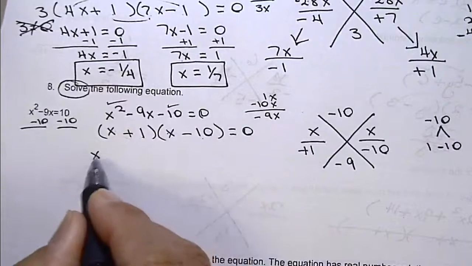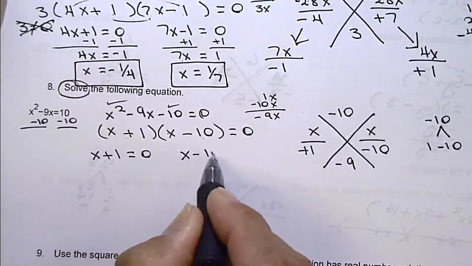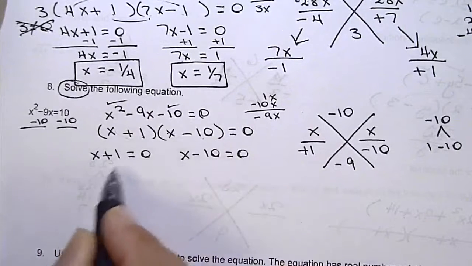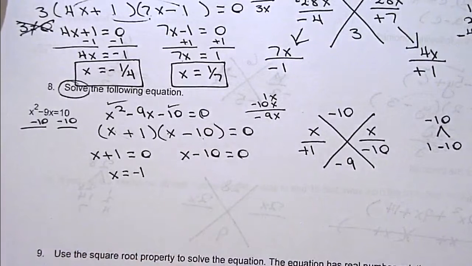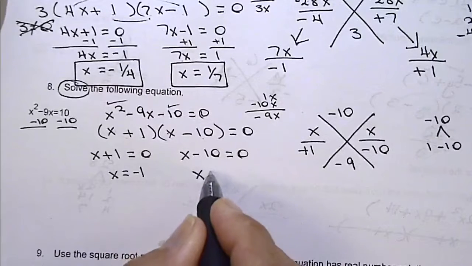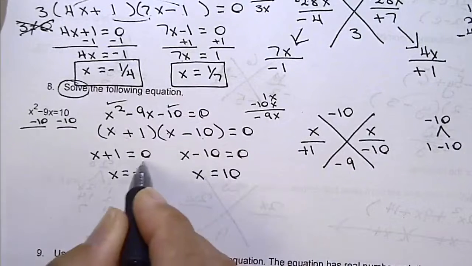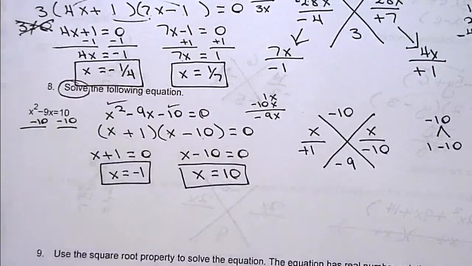And then we set each of these equal to 0 so that we finish the problem. This one's easy. Subtract 1 from both sides, right? Write it down if you don't see it right away, like we did in the other one. Add 10 to both sides. And my two solutions: x is equal to negative 1, and x is equal to a positive 10.